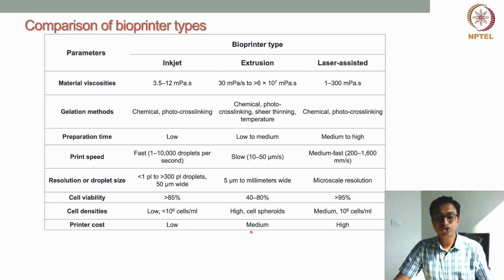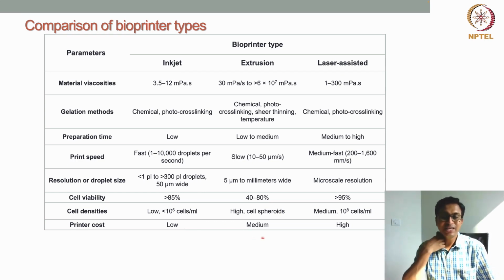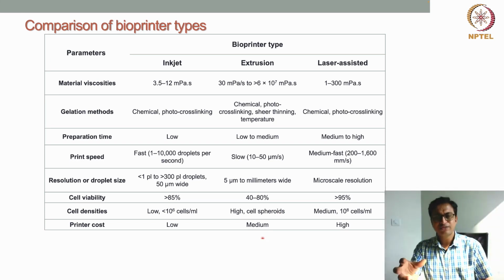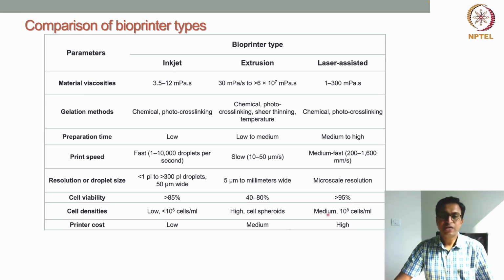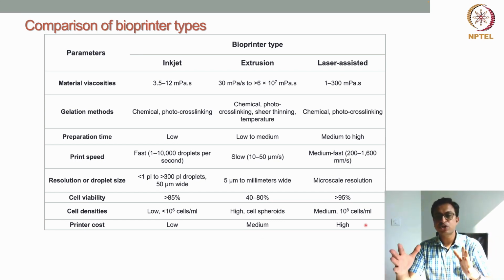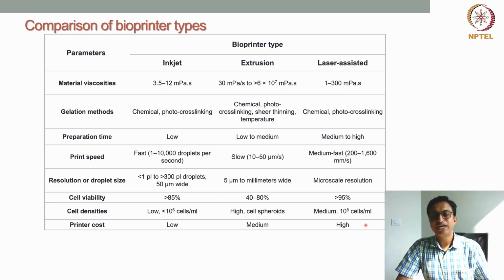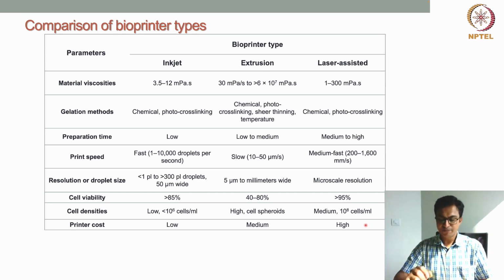But in case of extrusion bioprinting, the cost of the printer can be medium to high, because there is a printhead movement controller, there is a material dispensing controller, all these different things are there. So that's why the medium price. In case of laser, the laser is expensive, again the ribbon, all these things, the whole setup is expensive, so that's why the cost of the printer is very high in case of laser assisted bioprinting.